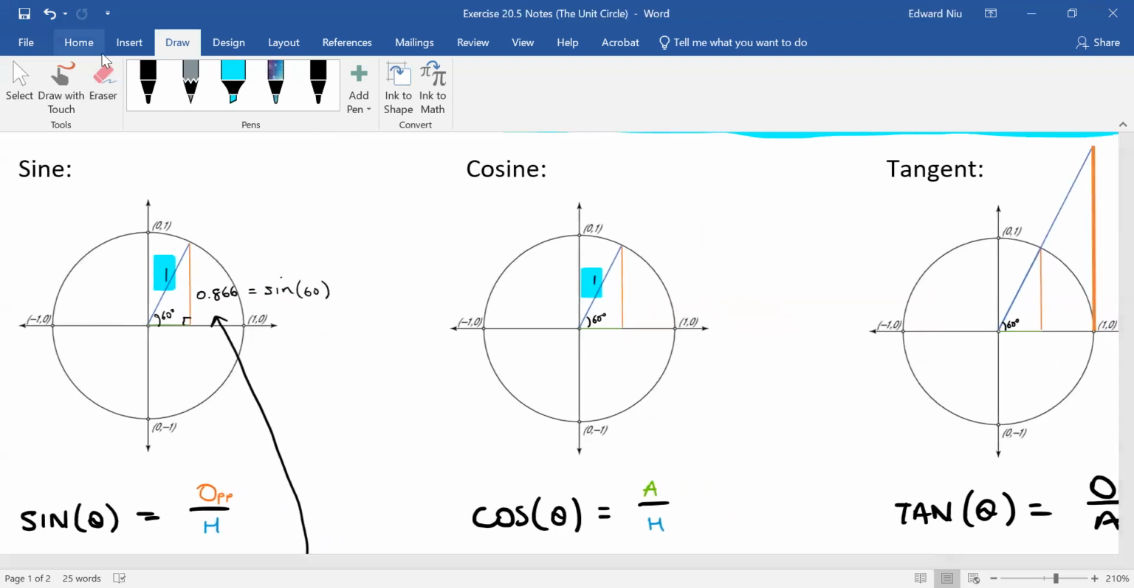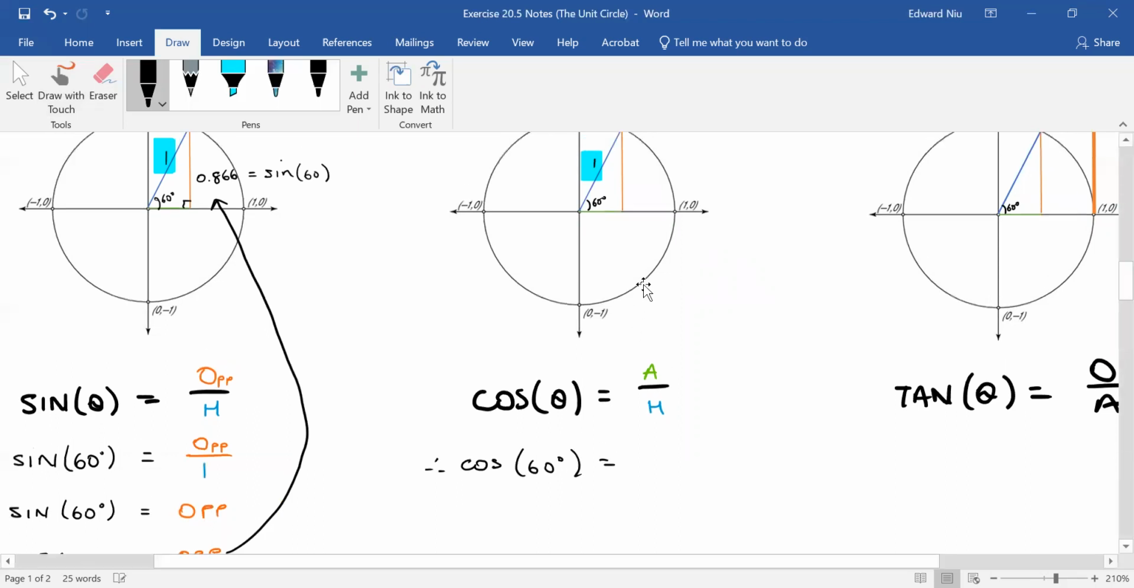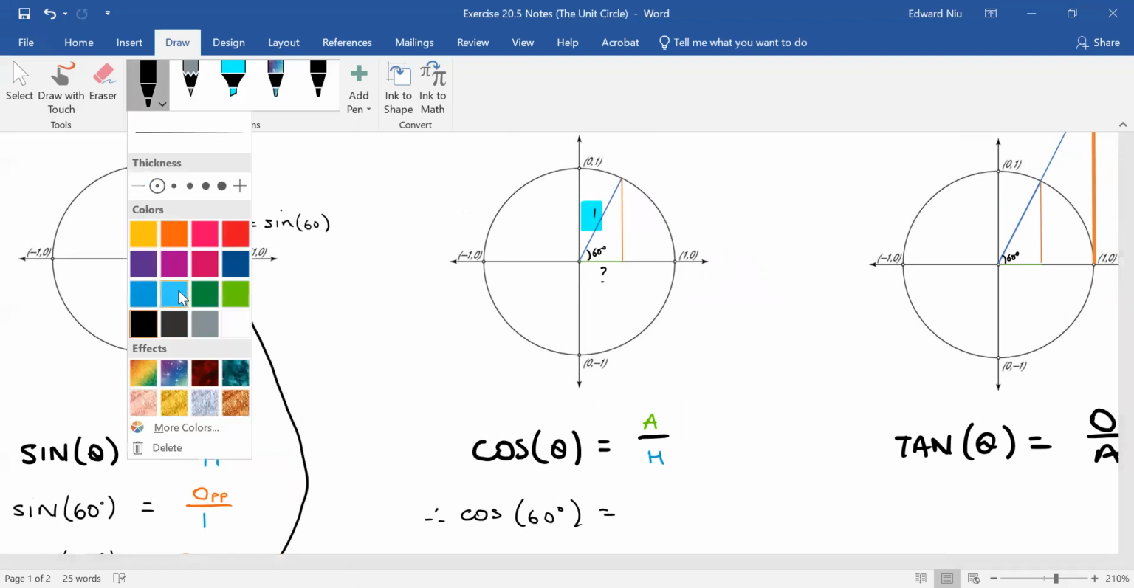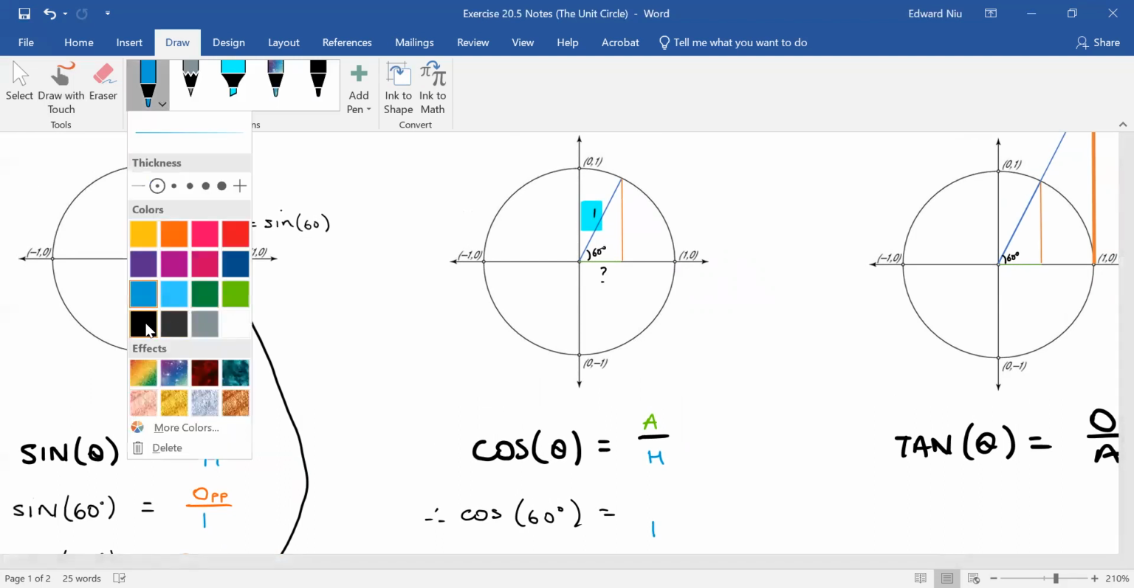So we know the radius is 1. Cosine, so adjacent here. What we want to do is let's sub in the values first, one step at a time. So therefore, cosine 60 degrees equals the adjacent, which we don't know. So the adjacent's a mystery. But we actually can figure this out pretty quickly. Hypotenuse, we know is going to be 1 because the radius is always a hypotenuse, and in a unit circle, the radius is always 1.